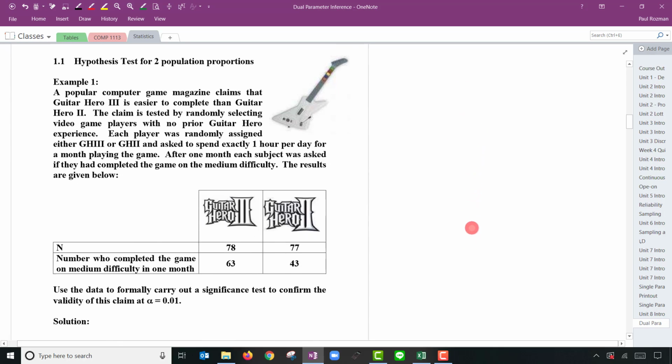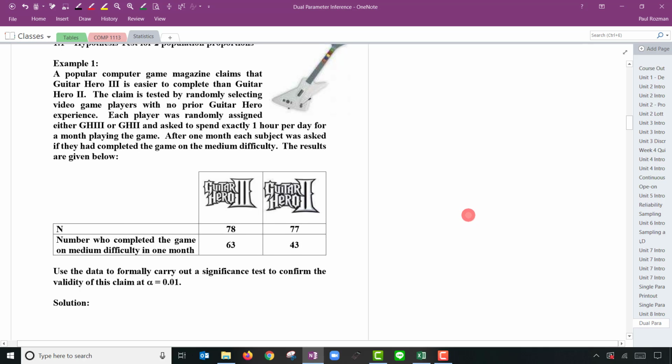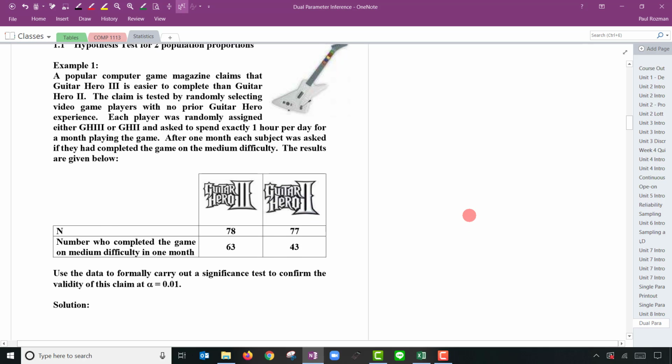Here's a little example. I once was hooked on a game called Guitar Hero, and when Guitar Hero 3 came out, it seemed a lot easier than Guitar Hero 2. So then I created this question based off of that. A computer game magazine claims that Guitar Hero 3 is easier than Guitar Hero 2. So they conducted a test, and they found some people that had never played Guitar Hero of any type before, and then they assigned them Guitar Hero 2 or Guitar Hero 3, and then they had them practice, essentially playing the game 1 hour a day for a month.